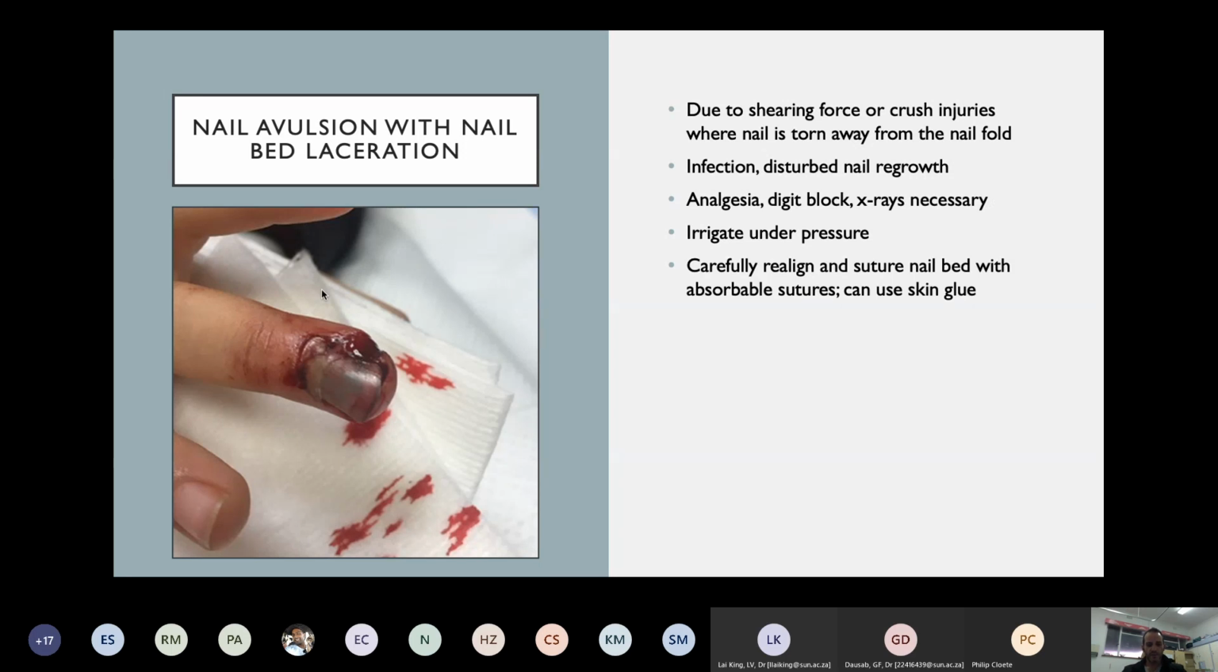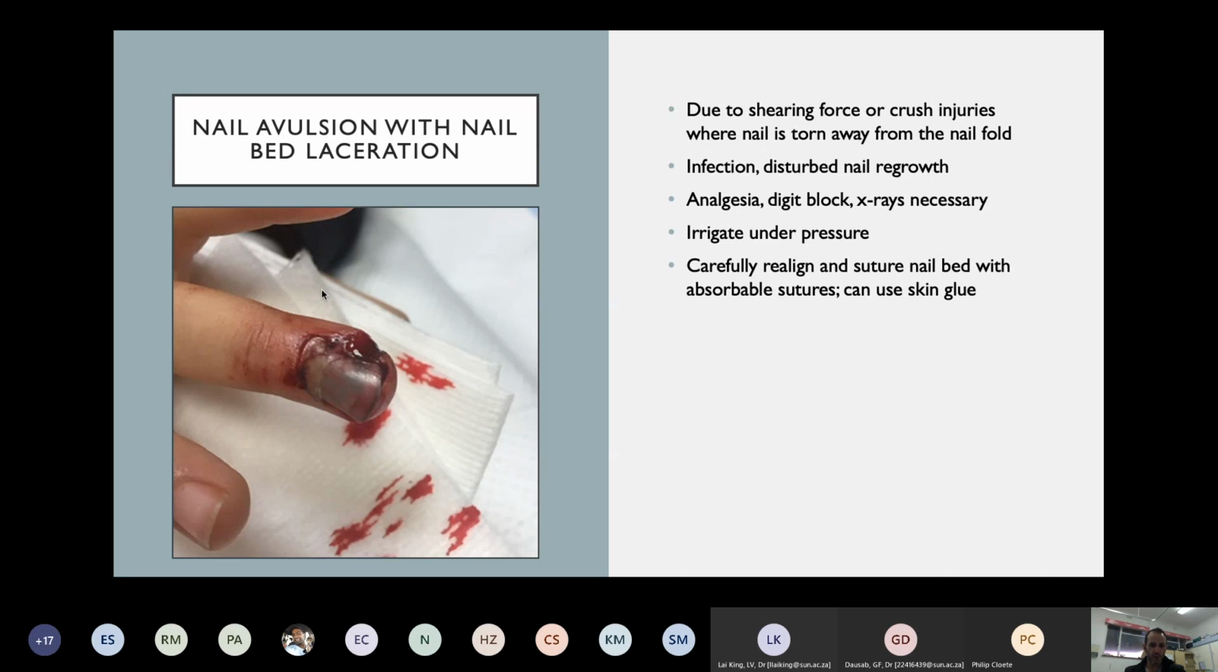That fingertip needs to be realigned. So usually we suture the fingertip and we place the nail back under the nail fold. If the nail is completely avulsed, that nail needs to be put back under the nail fold, and then the nail needs to be secured in place, either by suturing through the nail or making a figure of 8 suture along the nail. I'll show you some examples of that. We can use skin glue if you have it available to suture the nail bed.